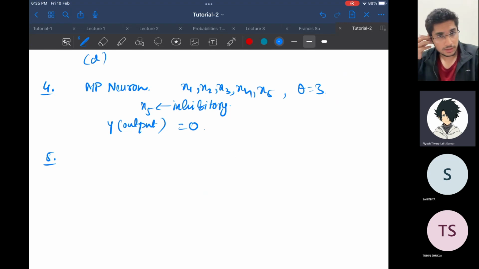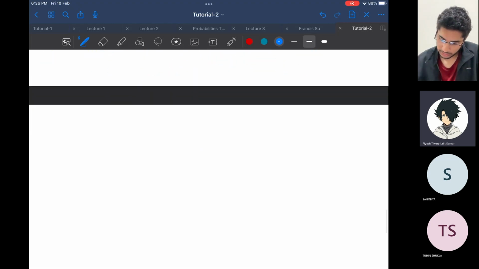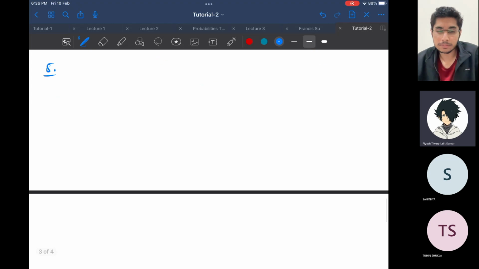Now let us go to the fifth question. The fifth question asks: an MP neuron takes two inputs x1 and x2. Its threshold is theta equal to zero. Select all Boolean functions this MP neuron may represent. This is again a simple question.